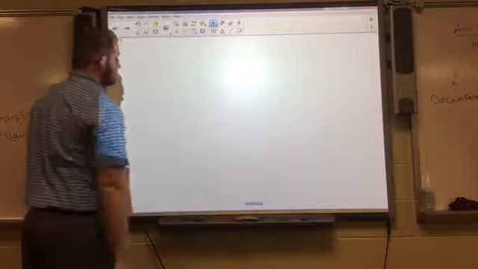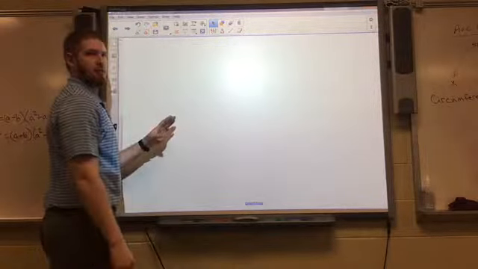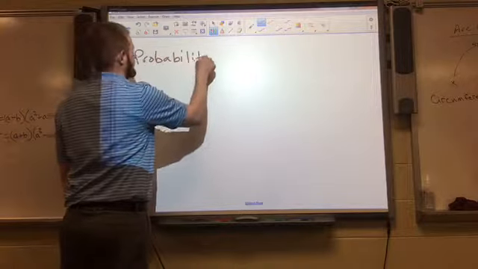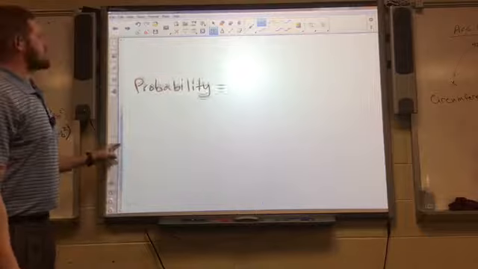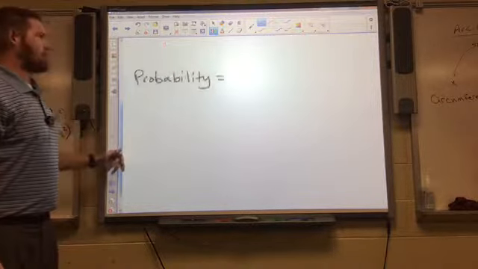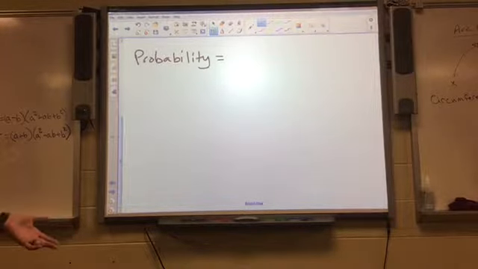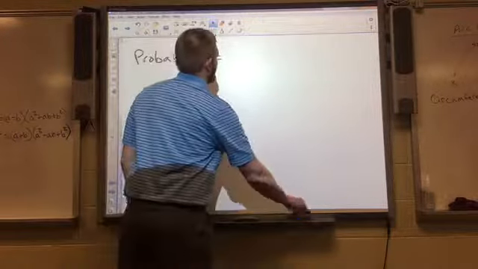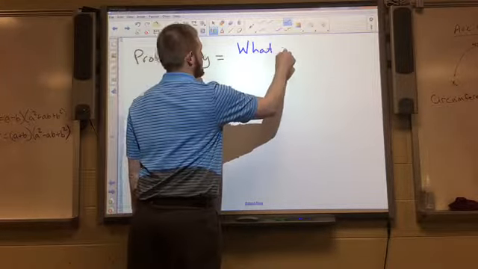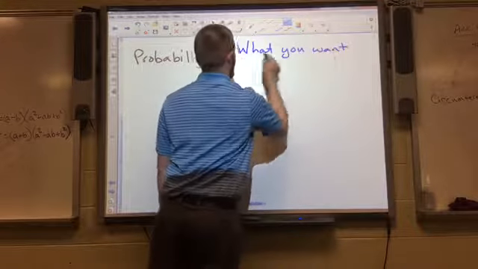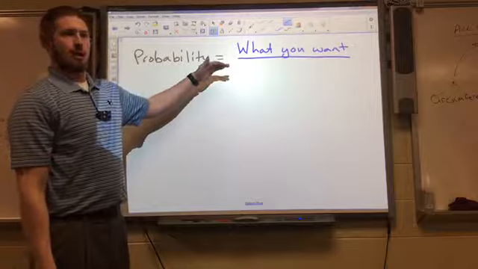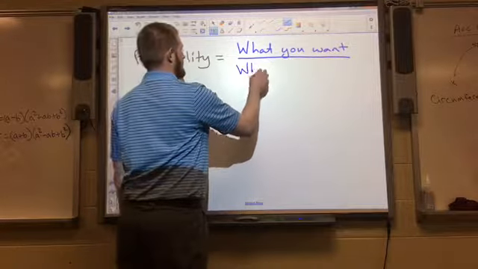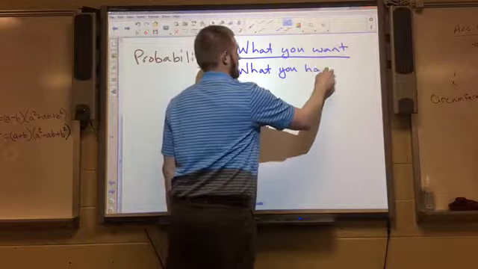The biggest thing with probability, and not just geometric probability, but all probability, is that to find the probability of something, you have to set up this fraction, because up here we started with a fraction. We have to be able to set up our fraction. At times it's really easy, and at times it's really difficult. You have to understand what you're doing. The way I always like to think about probability is it's what you want, or in most of your problems today it's going to be the blue shaded region. If you're throwing a dart, it's what you want to hit divided by what you have, or your total.